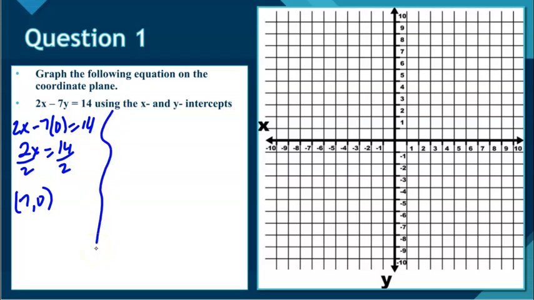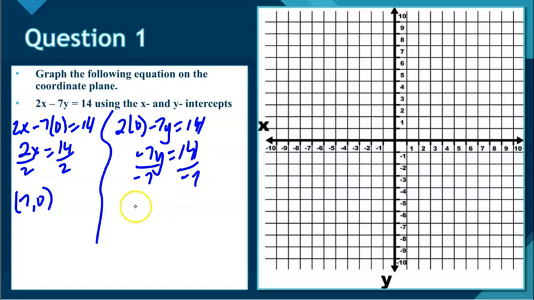And to find the y-intercept, I would put a 0 in for x, and we would solve for y. So 2 times 0 is 0. All I have left is negative 7y equals 14. To get y by itself, I'm going to divide everything by negative 7. And the y-intercept is when x is 0, y is negative 2.